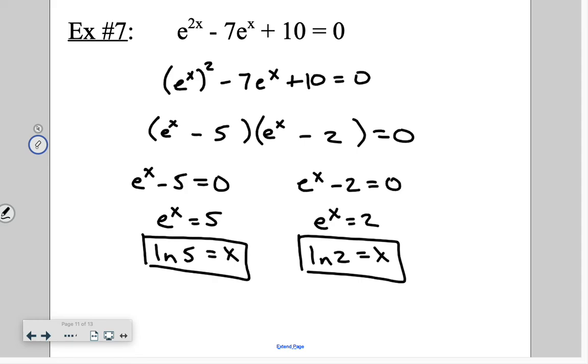Okay? And these are one of the types of problems where you just kind of have to identify it and say, oh, this is that e to the 2x and then e to the x. This is a factoring one is all this is. And then work your way through the rest of it.